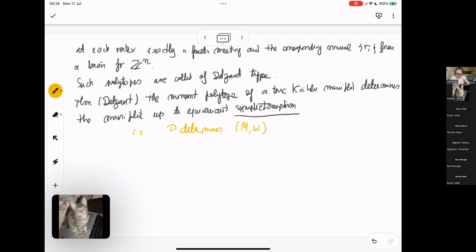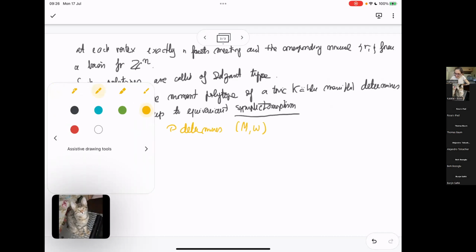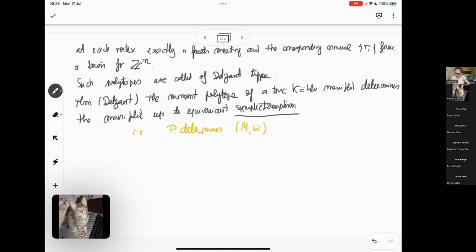Okay, so let me just do some examples. And you can let me know if I'm giving too much, if I'm going too slow in the examples. But so the very first toric Kähler manifold there is S2.